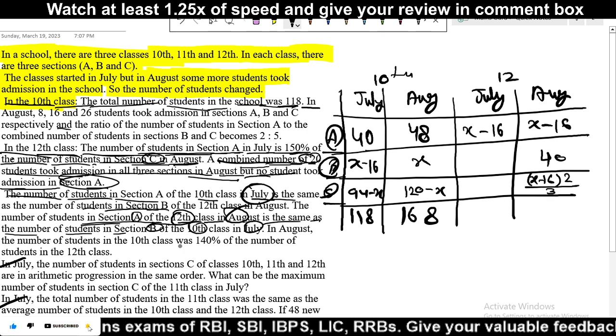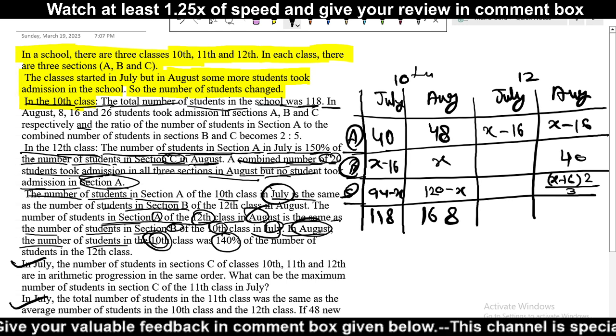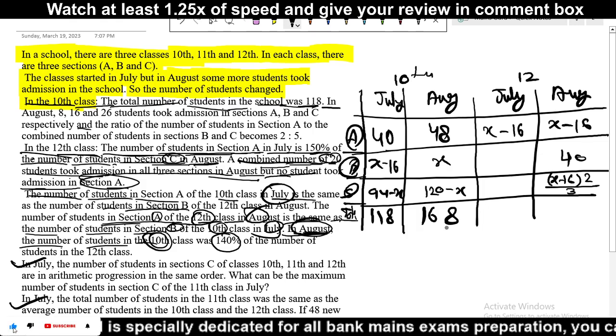Now read the question again. Here we read it. In August, the number of students in 10th class was 140. In 10th, no section is mentioned. It means that it is talking about the total of August, like the August month. So August total 10th class. See where it is. It is here. Okay, total. So it is talking about this point. This is 140% of which number? This is 140% of the number in 12th class.